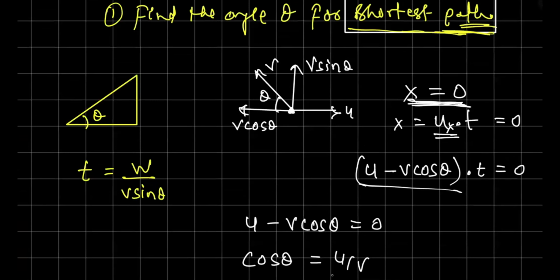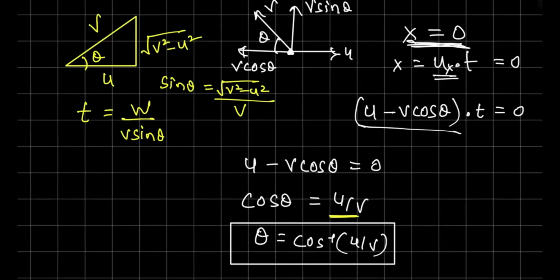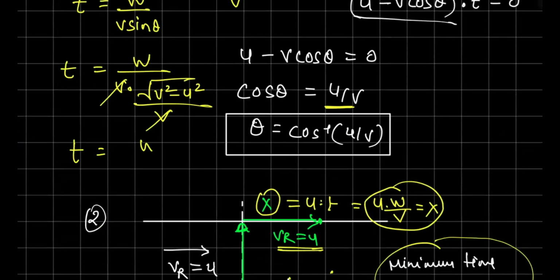Cos theta we know. It is u by v. So it is base upon hypotenuse. So this value will be root over v square minus u square. So from this diagram, I can see sin theta is equal to root over v square minus u square by v. So I can simply replace here w is equal to v into the value of sin theta, root over v square minus u square by v. This v will cancel out, so we'll get t is equal to w upon root over v square minus u square.